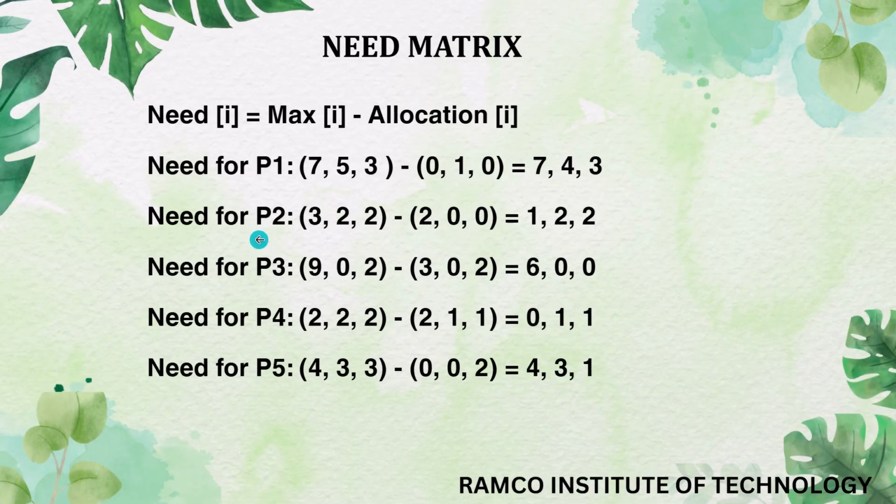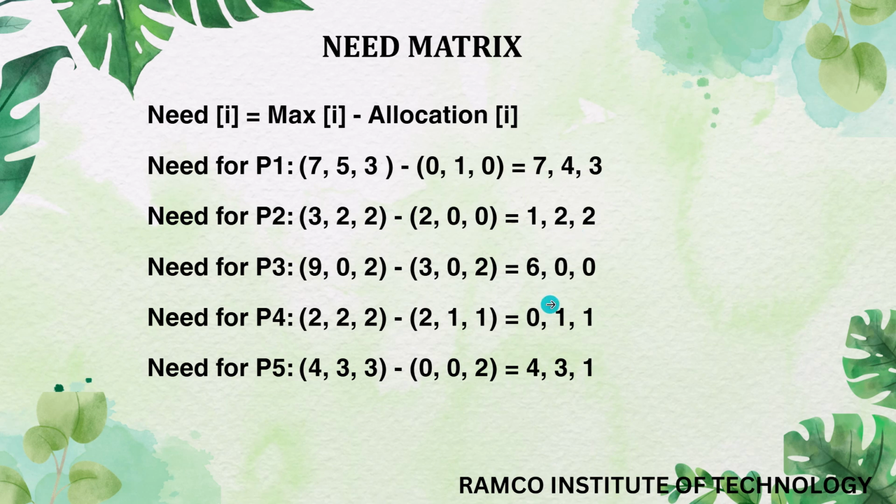So here the process P2 maximum is 3, 2, 2, allocation 2, 0, 0. Here the need of P2 is 1, 2, 2, just subtracting this allocation from the maximum. Then P3 maximum 9, 0, 2. Then allocation 3, 0, 2. Then need is 6, 0, 0. Then P4 maximum 2, 2, 2. Allocation 2, 1, 1. Then need for P4 is 0, 1, 1. Then final process P5 maximum 4, 3, 3. Then allocation 0, 0, 2. Then the need for the particular process P5 is 4, 3, 1.